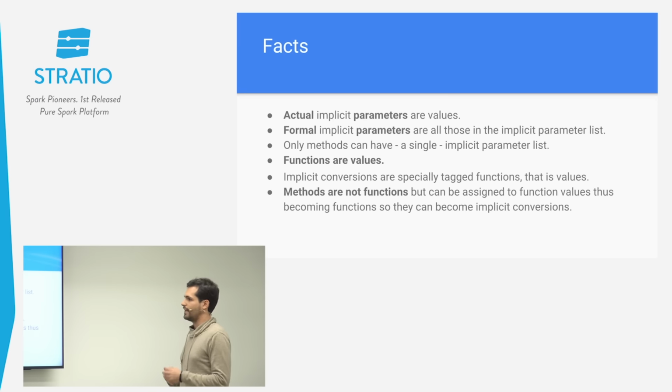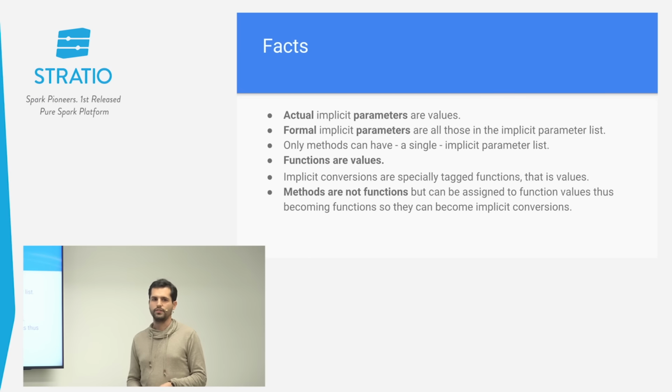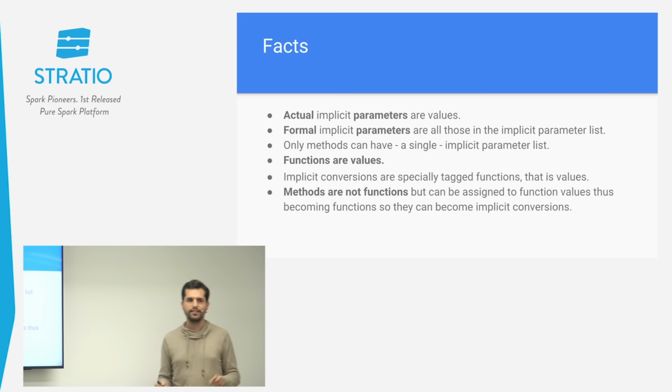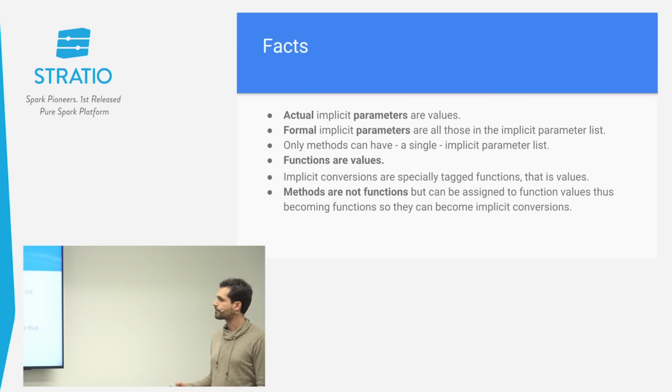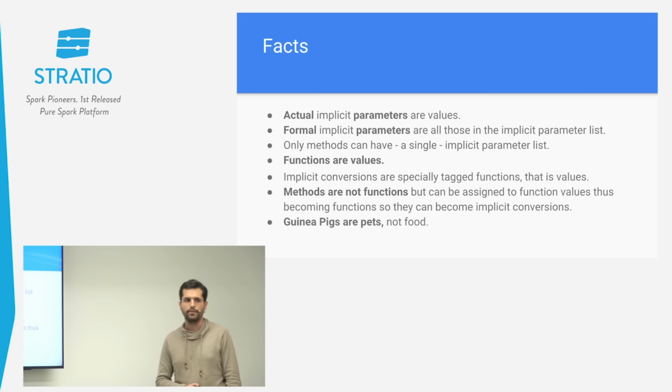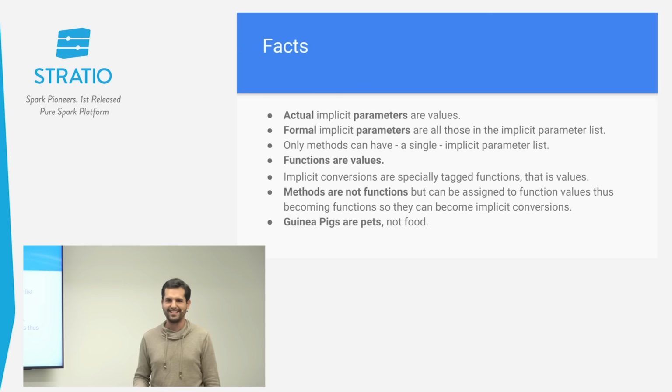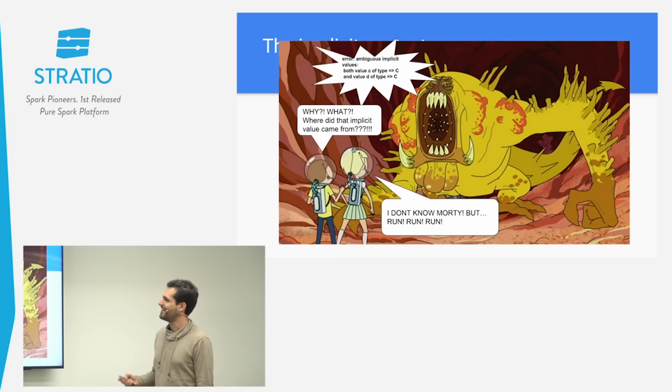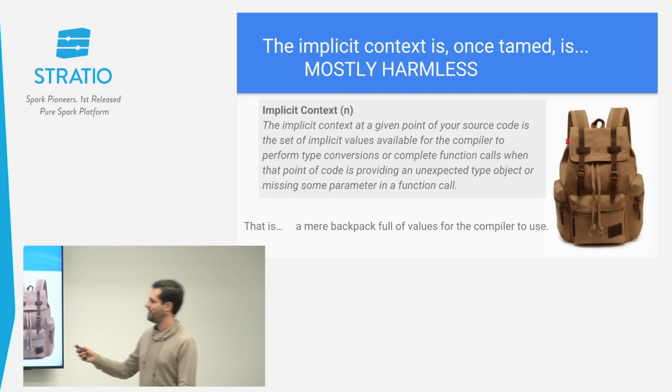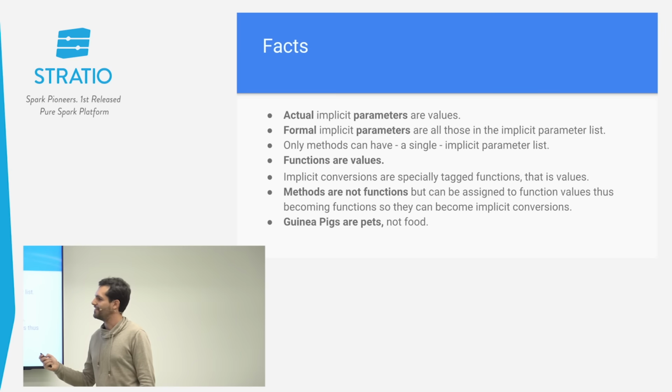So you might be tempted not to define implicit conversions as methods, but you can do it because the compiler has this internal implicit conversion from method to function. So it is tricking you. Most important of all, guinea pigs aren't food, okay? That's not my opinion. In your country maybe, but not here. Oops, this is spoiling everything. Okay.